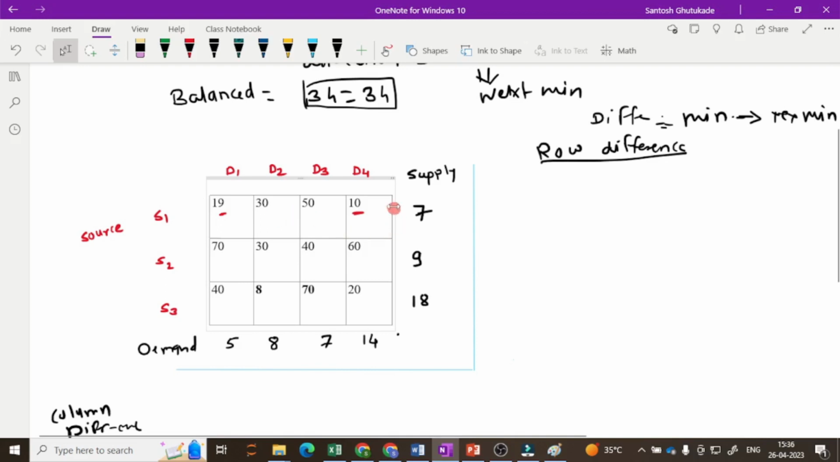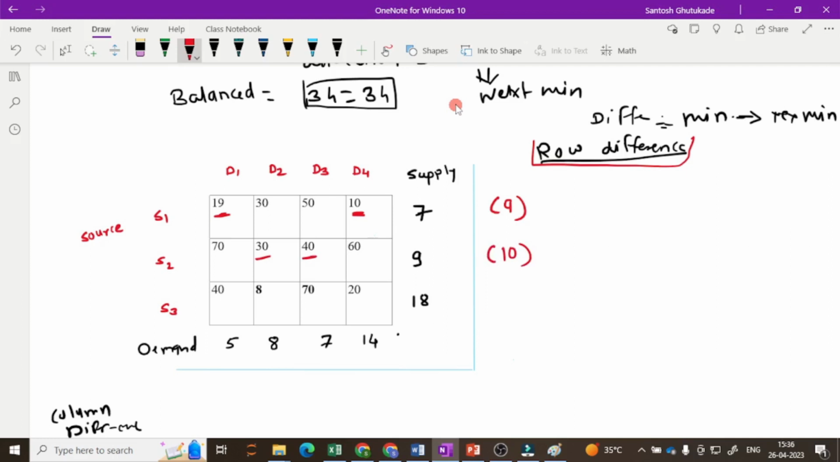We are calculating this penalty as the difference between the minimum value and the next minimum value. So 10 and 19, the difference is 9. This is the first penalty, or row difference. Similarly for the next row, the minimum is 30 and the next minimum is 40, so the difference is 10. In the last row, the minimum is 8 and the next minimum is 20, so the difference is 12. So this is called a penalty: the cost to us in the transportation if we mistakenly give the allocation to the next minimum value.